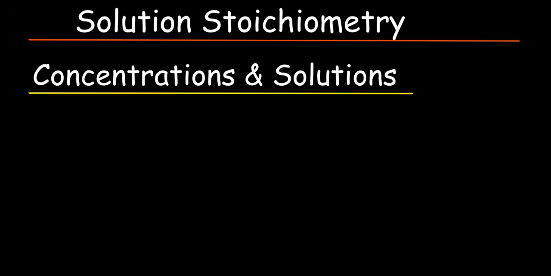Then we also have to understand another part of chemistry, which we call solution stoichiometry. Now in solution stoichiometry we have to understand what we call concentrations and solutions. First let's define what a concentration is. The amount of solute that is dissolved in a given volume of solution is what we call a concentration. Now the most common unit that you are going to use for concentration in chemistry is moles per liter.